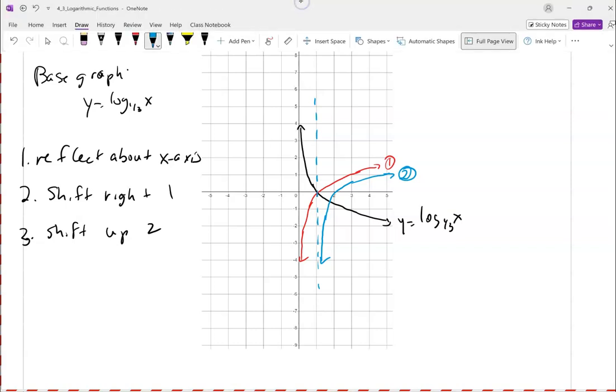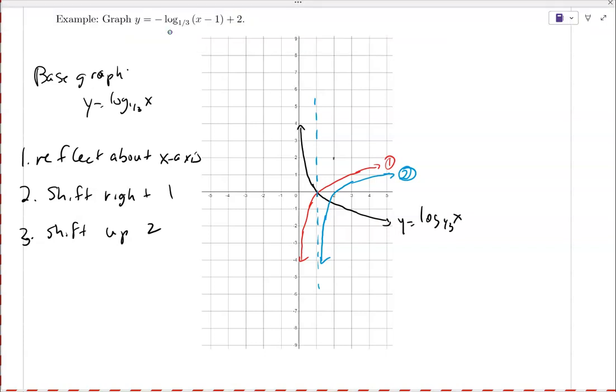And then finally, we will shift it up 2, we said. So flip it upside down. That was the red one. Move it right 1. That's the blue one. And then up 2. That's that sparkly one that you can't see the sparkles very well because it's small.